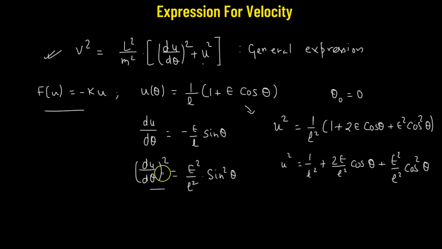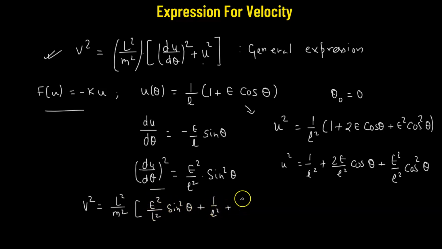So we'll add (du/dθ)² plus u², and divide it by L²/m², and this will give us an expression for v². So let's do that. Where v² equals L² divided by m². So we have ε²L² sin²θ added to 1/L² plus 2ε/L² cosθ plus ε²L² cos²θ.